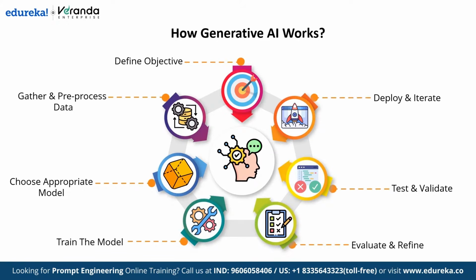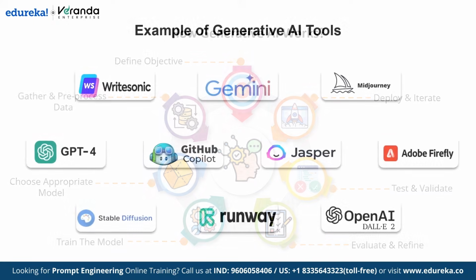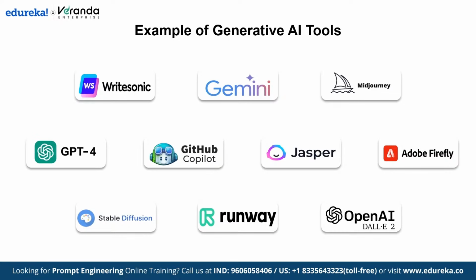And finally, deploy and iterate. So once ready, deploy the model and continue refining it with user feedback and data. And this cycle ensures generative AI models stay relevant and improve over time. Now, moving on to the examples of generative AI tools.